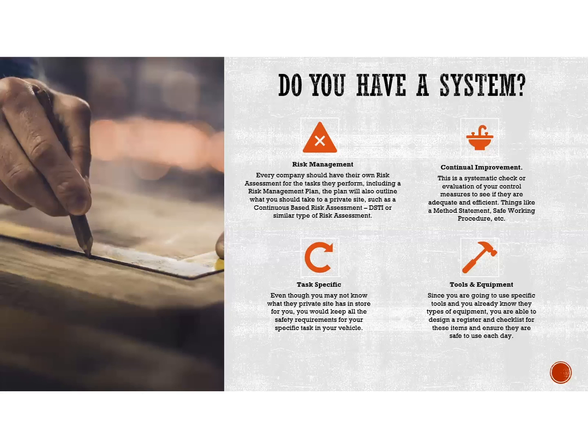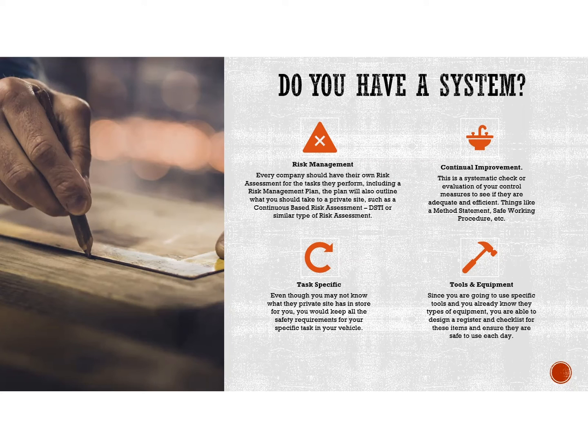So a question, do you have a system? Do you have a system that manages risk? Every company should have their own risk assessment for the tasks they perform, including, and this is very, very important, and many companies do not have this, a risk management plan. The plan will outline what you should take to a private site, such as continuous-based risk assessments, DSTIs, or similar types of risk management. It will also explain to you the safe working procedures, the methodologies, and what is the process of plan, do, check, act in terms of risk management for your company.